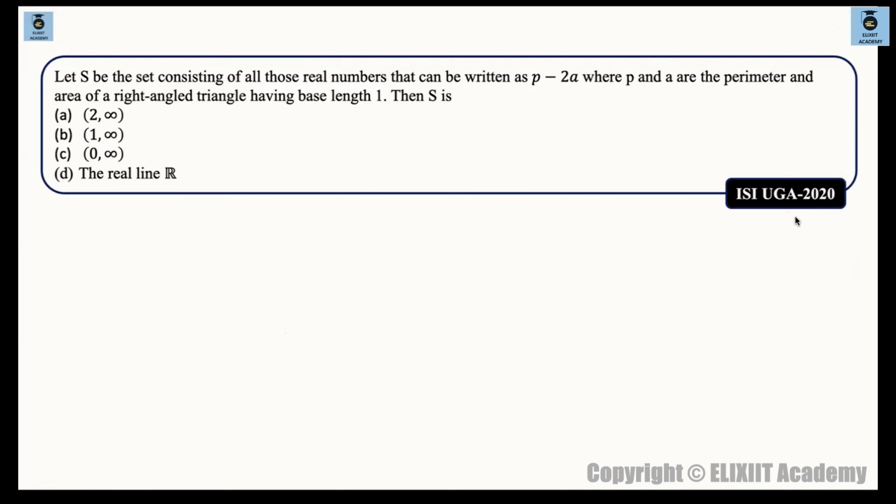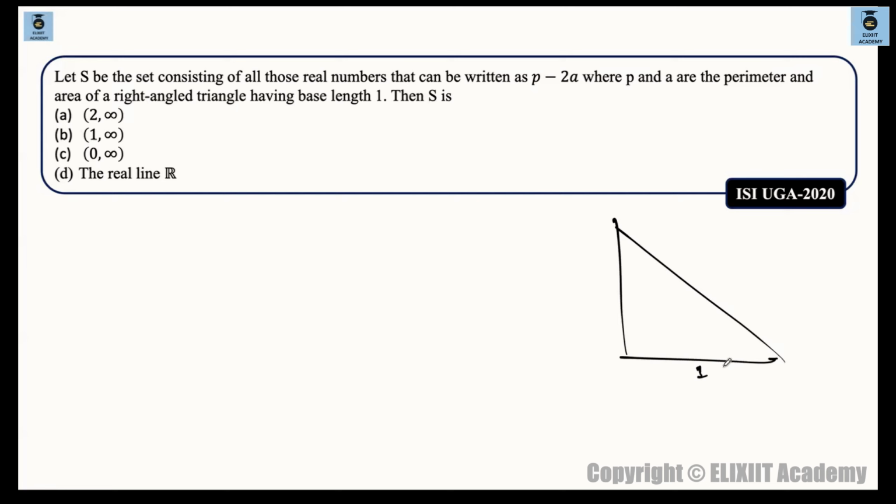Next question is from UGA 2020. अच्छा, क्या बोल रहा है क्वेश्चन? Let S be the set consisting of all those real numbers that can be written as P minus 2A, where P and A are the perimeter and the area of a right angle triangle having base length 1. So in this entire story, we are having a right angle triangle which is having a base length 1. Fine. अच्छा, क्या चाहिए? Perimeter, P being the perimeter and A is the area of the right angle triangle. Fine. The right angle triangle है.